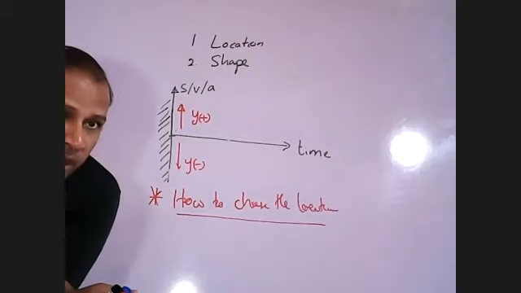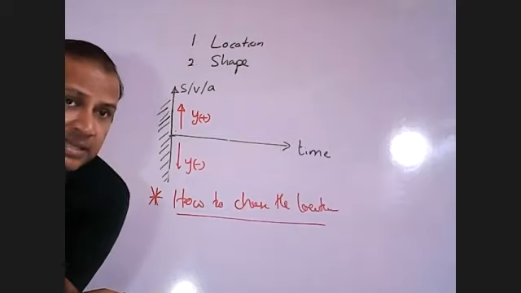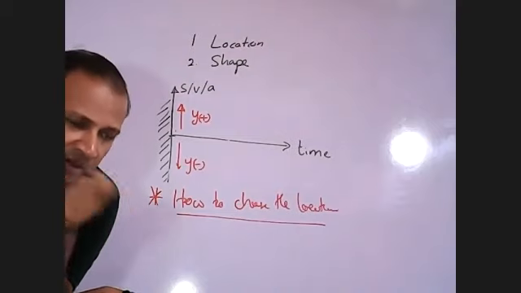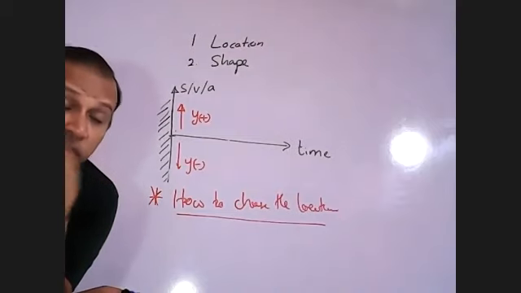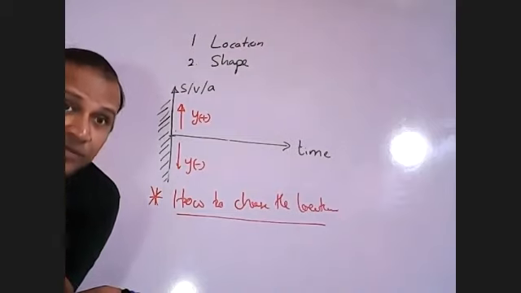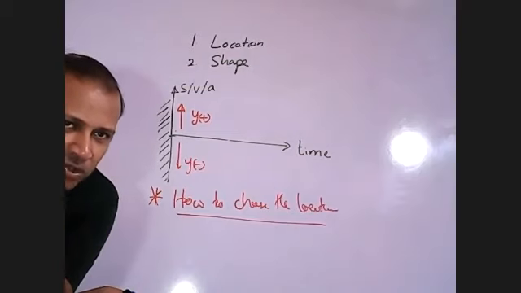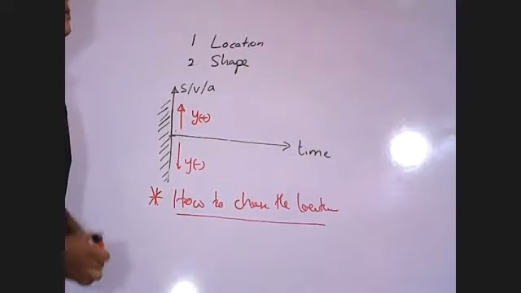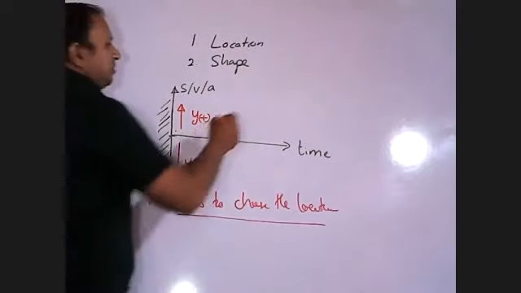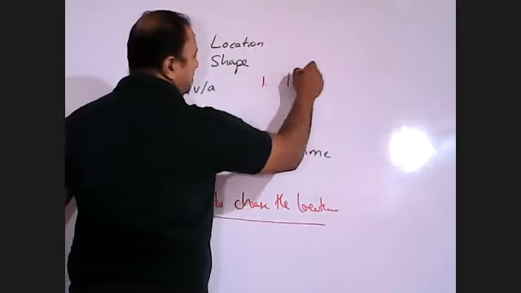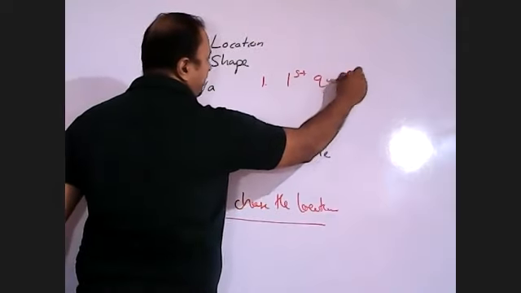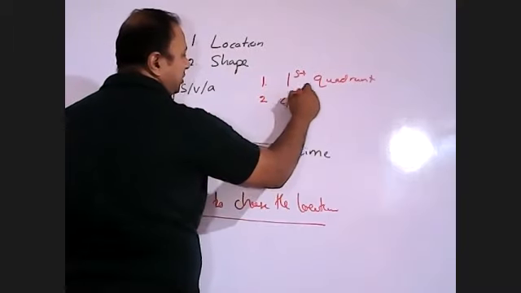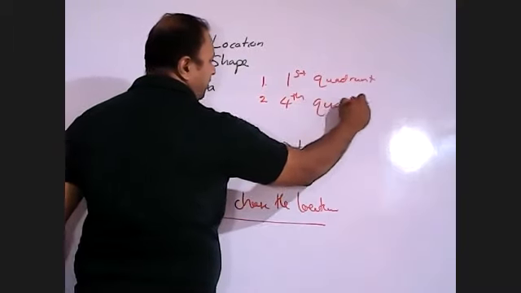First one is the first quadrant. The second one is the fourth quadrant. First quadrant and fourth quadrant. Okay, no second, sorry. First one is the first quadrant. The second one is the fourth quadrant.